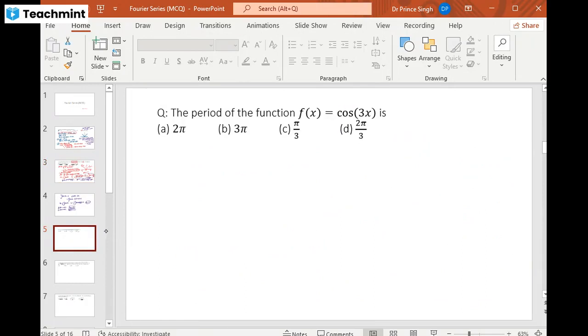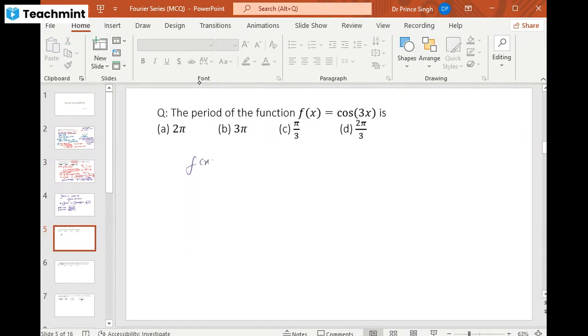Okay, let us move to the next question. The next question is: the period of the function cos 3x is. Okay, so we know that, what is the meaning of the period of a function?